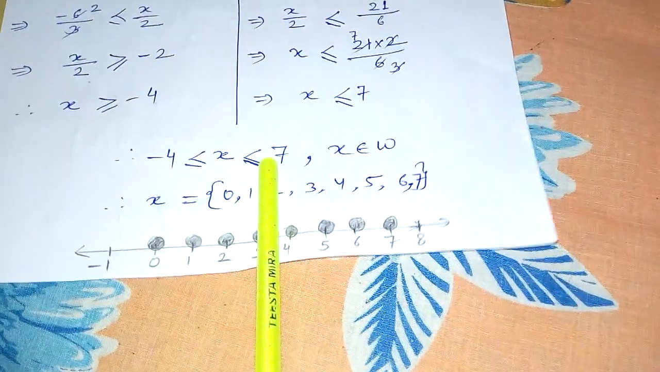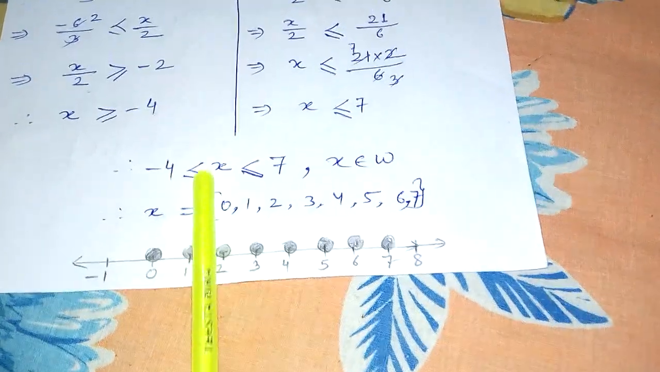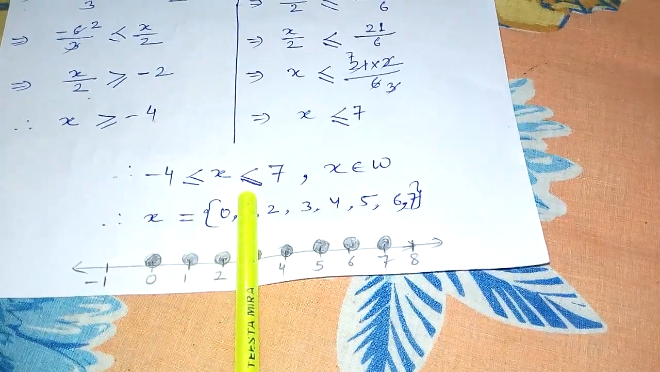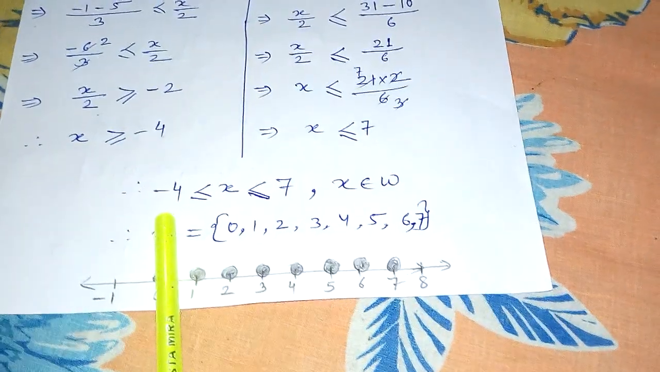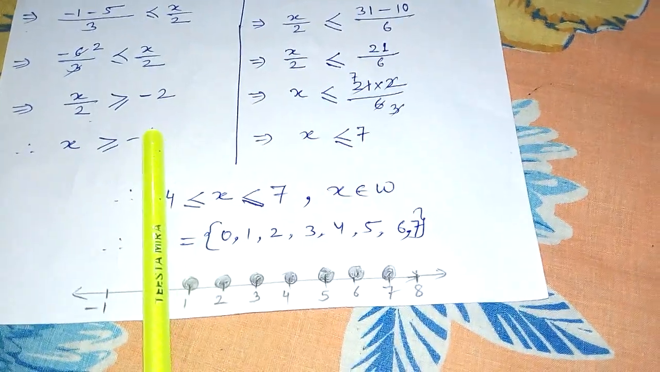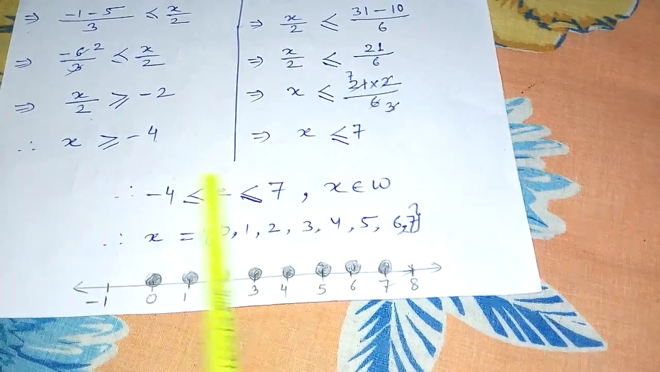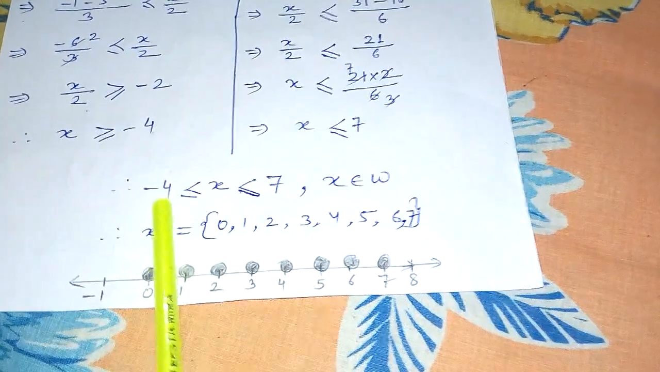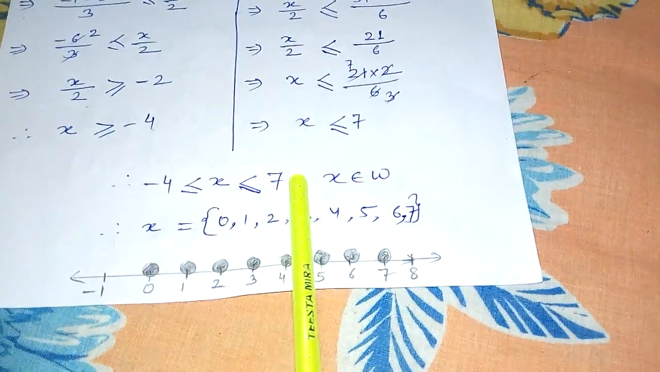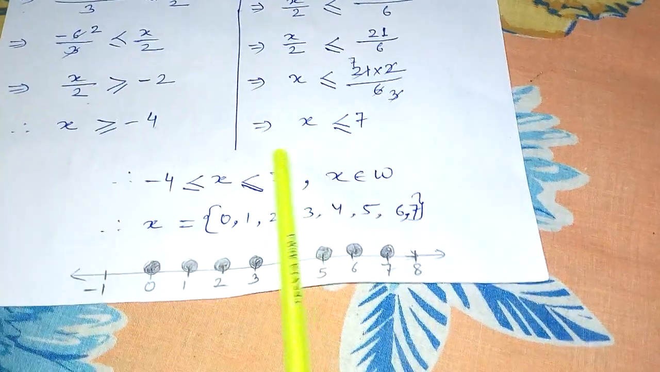It is called less than or equal to. It is also called the ascending symbol. So here, I have brought minus 4 this side and 7 this side, because in ascending order the smaller number is always on the left-hand side and the greater number is on the right-hand side.